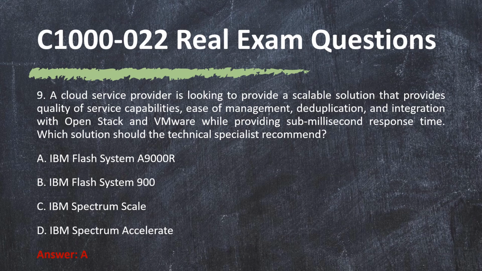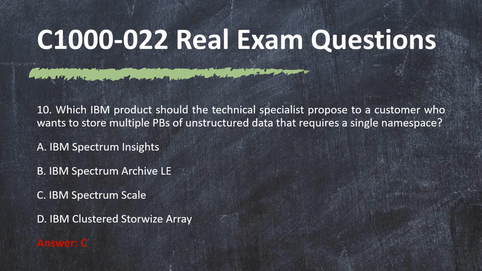9. A cloud service provider is looking to provide a scalable solution that provides quality of service capabilities, ease of management, deduplication, and integration with OpenStack and VMware while providing sub-millisecond response time. Which solution should the technical specialist recommend? A. IBM FlashSystem A9000R. B. IBM FlashSystem 900. C. IBM Spectrum Scale. D. IBM Spectrum Accelerate. Answer: A.